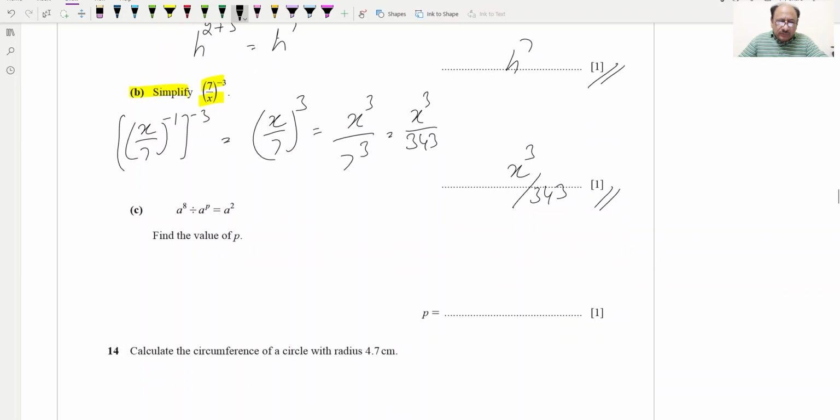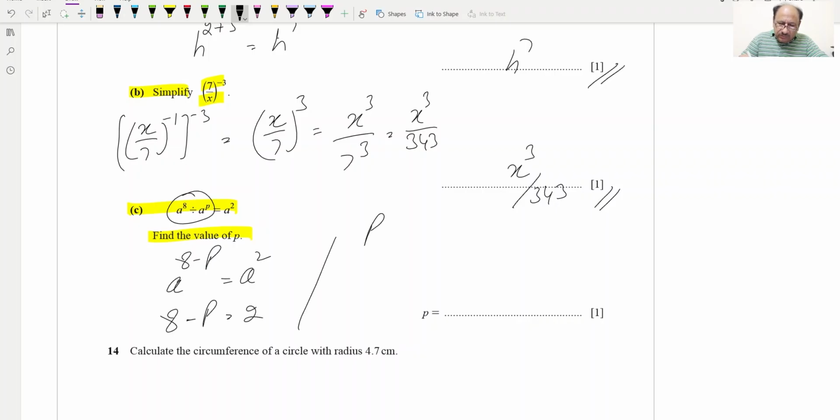Hopefully you understood this. Now C part is this one, find the value of P. So if it is in division, we can subtract the powers, so 8 minus P is equal to A squared. So bases are the same, we can leave the bases and powers can be compared, so 8 minus P is equal to 2. So this implies P is equal to 8 minus 2, which is equal to 6. So P value will be 6. This is 1 mark question which we have done.